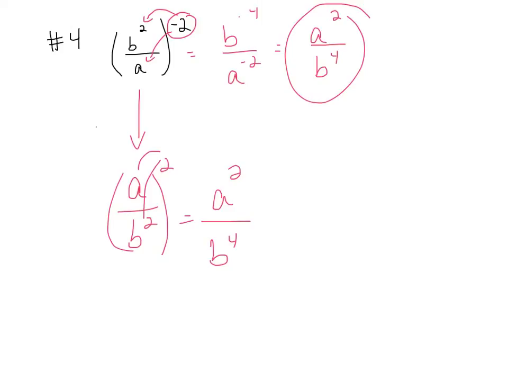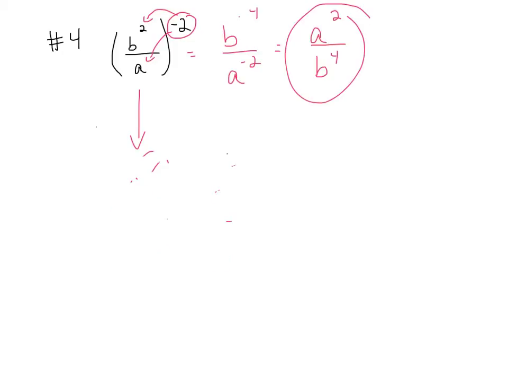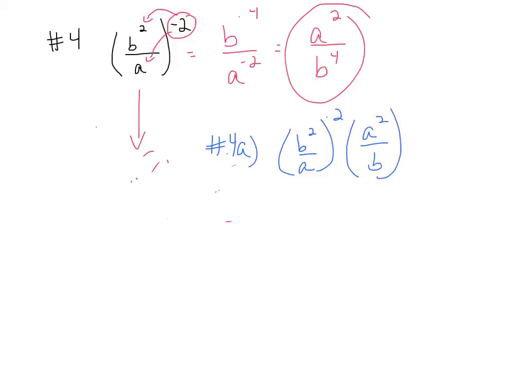Okay, let's do one just a little bit saucier. Let me see if I can erase this, because I'm not so sure that I wrote down the exact right example that I wanted to do there. So I'll switch to blue here. We'll call this number 4, part A. That one seemed a little too easy to me. This actually was supposed to say b to the second over a to the negative second times a squared over b to the negative third power.